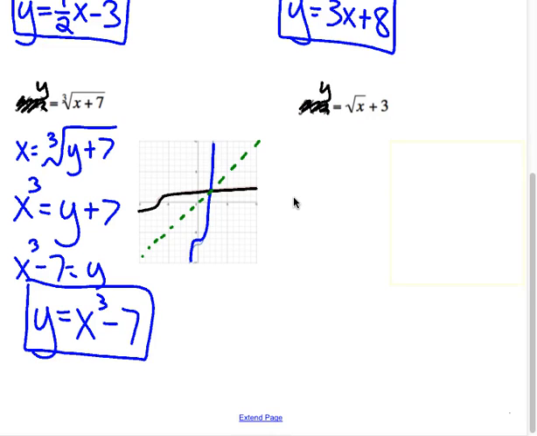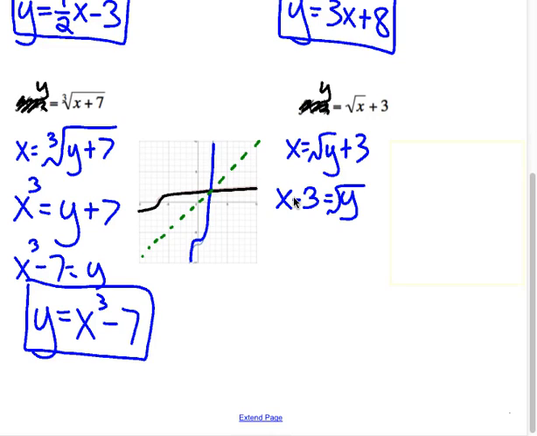Our next one, again, our goal, flip x and y. So I'm going to get x equals square root of y plus 3. And now my goal is to resolve for y, to get y by itself. So first thing I'm going to do, I'm going to subtract that 3 over. And now, oh, I'm sorry.